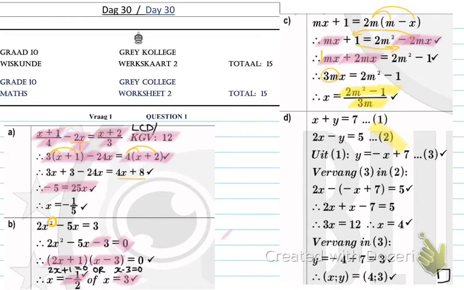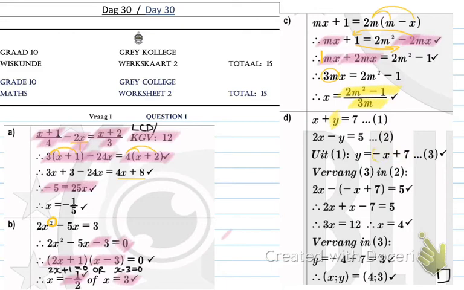Number D says to solve for x and y. So this is a simultaneous equation. You can choose any method you like. I chose to do the substitution method. Okay, first I'm going to take my equation number 1 and I'm going to get y alone. So when I get y alone, the x goes over, it becomes negative x plus 7. Alright, that's equation number 3.